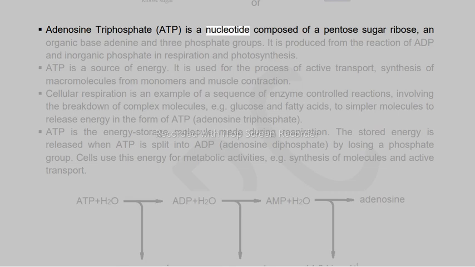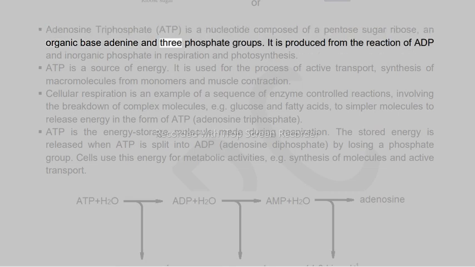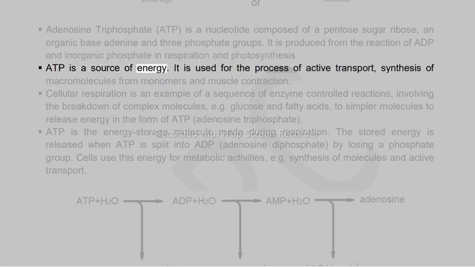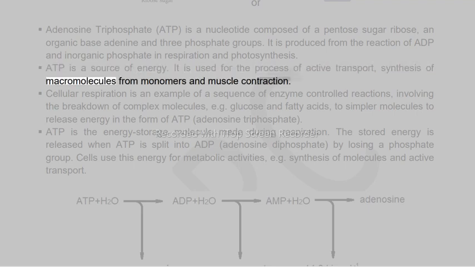ATP is a nucleotide composed of pentose sugar ribose, an organic base adenine and 3 phosphate groups. It is produced from the reaction of ADP and inorganic phosphate in respiration and photosynthesis. ATP is a source of energy. It is used for the process of active transport, synthesis of macromolecules from monomers, and muscle contraction.